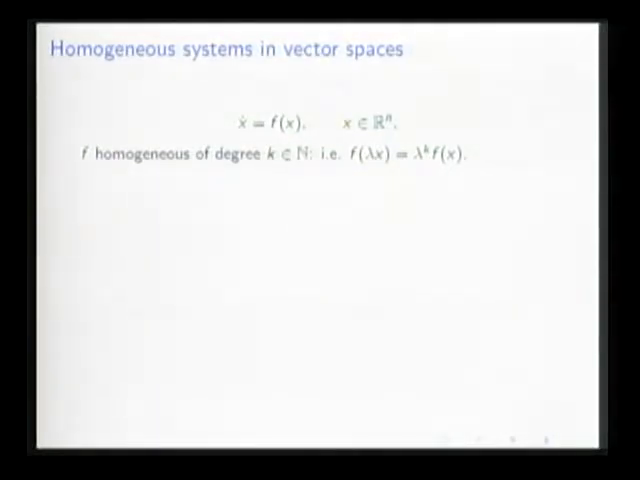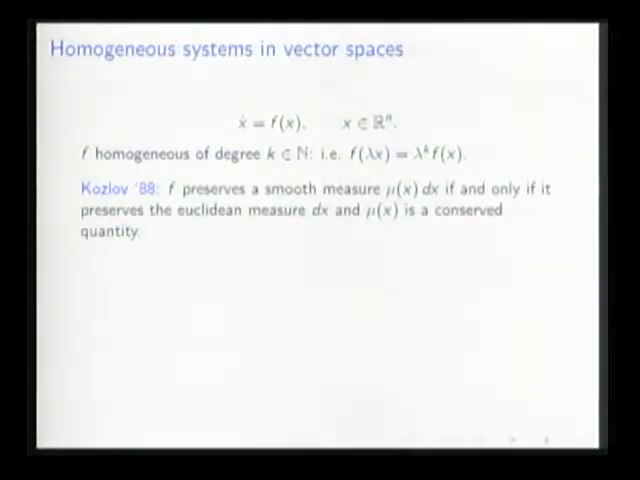I mean, this is the heart of our results in a way. If your manifold happens to be Rn and you have a homogeneous equation of degree k, so homogeneous means that the vector field satisfies this type of condition: if you multiply the argument by lambda, then lambda pops out to a certain power k. Then Kozlov studied this problem in 1988.